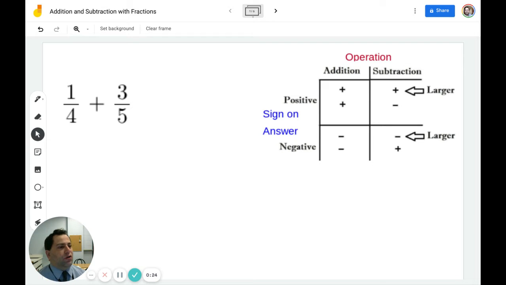Example number 1 is 1/4 plus 3/5. I know that some of you may struggle with finding common denominators, so I'm going to show you a strategy for adding and subtracting fractions that doesn't require you to find a common denominator. The first thing you have to do is multiply the two denominators. So 4 times 5 is going to be 20. Place that in the bottom of a new fraction.